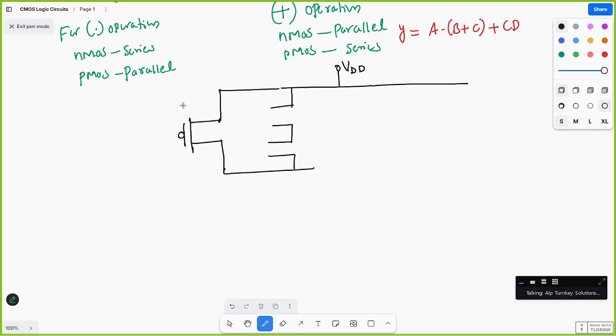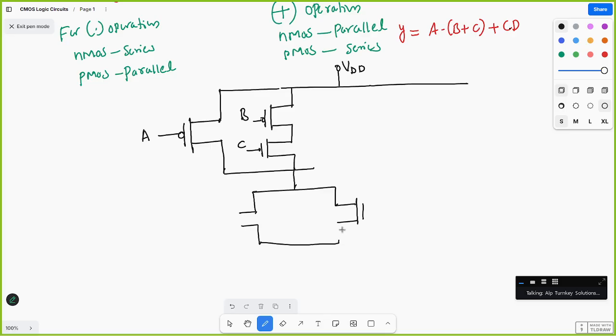So this is A, next this one is B, and this one is C. And again, OR means PMOS will be series with C and D. C and D means they are in parallel. So this is in series with C and D, and C and D are parallel.